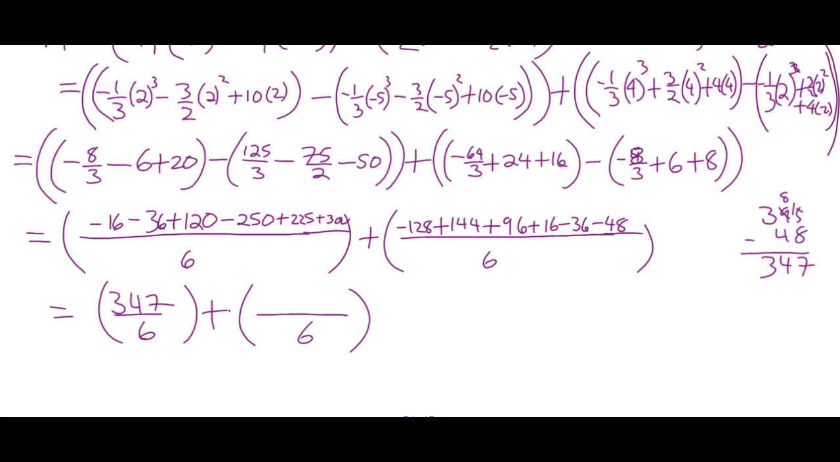128, 144, I think it's 16, right? So plus 16, 32, minus 4, 92, minus 48. 92, 42, 44. Yeah? Damn it! Oh, good. Oh, okay, I blew some. 343. Thank God for calculators, right?